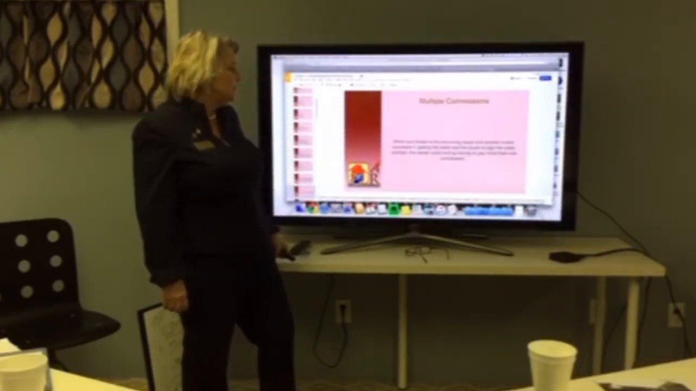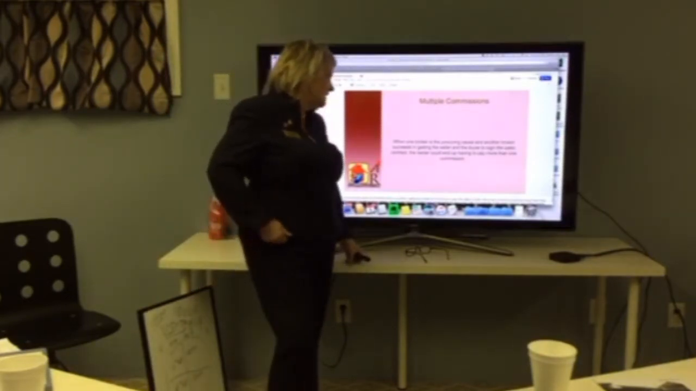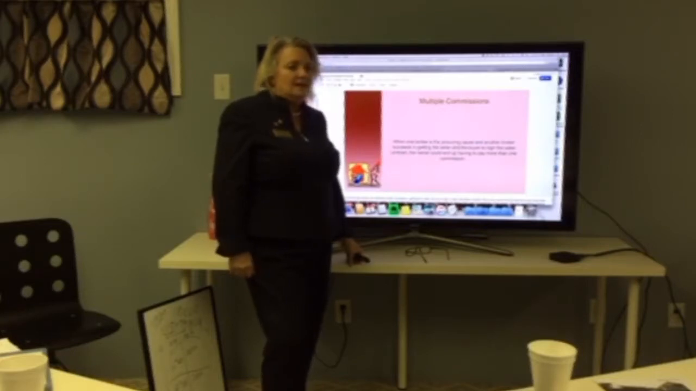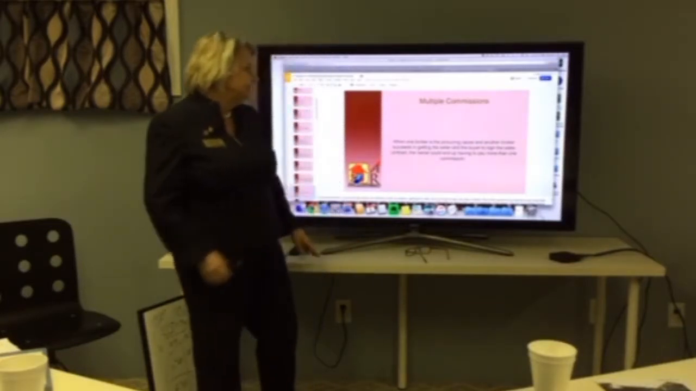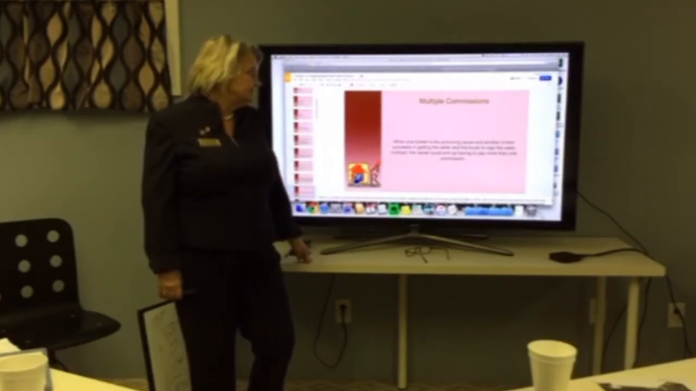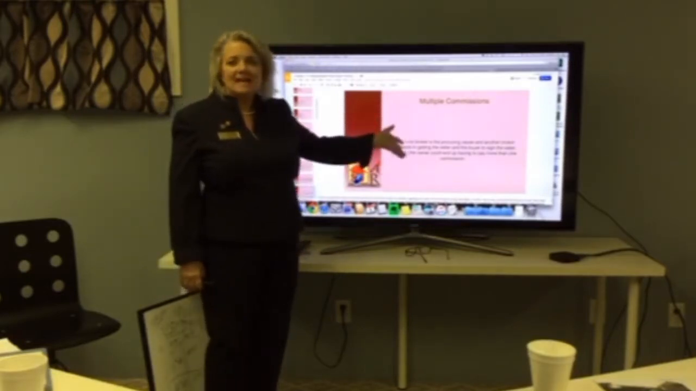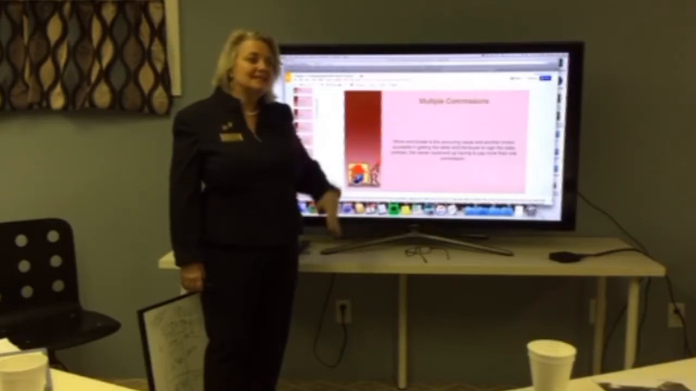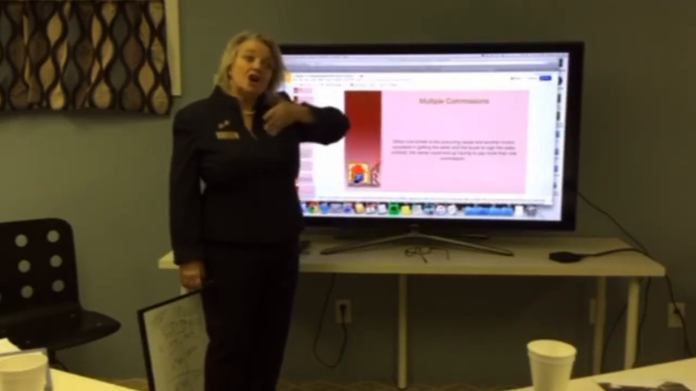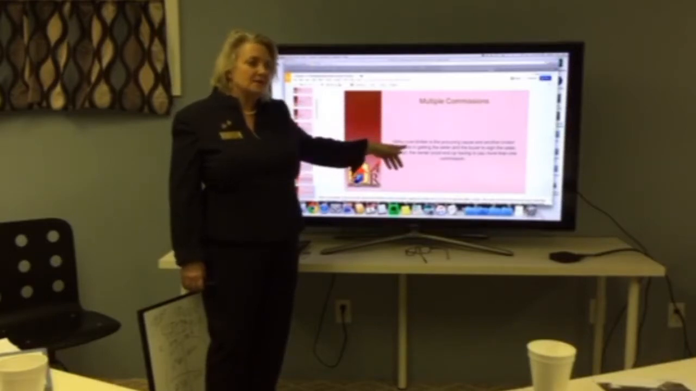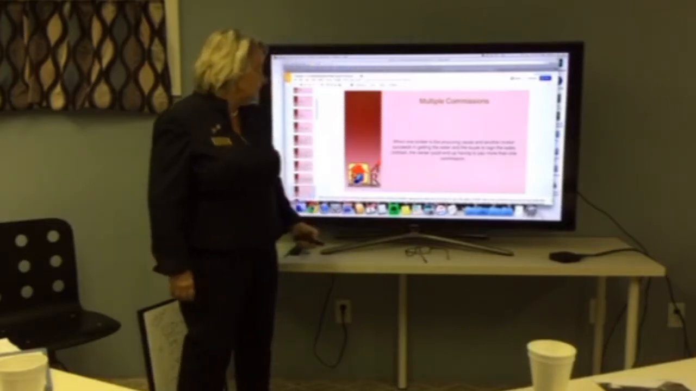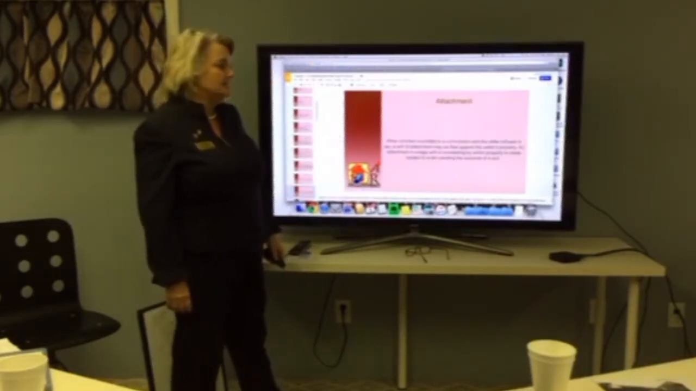Multiple commissions. When one broker is the procuring cause and another broker succeeds in getting the seller and the buyer to sign the sales contract, the owner could end up having to pay more than one commission. Okay, so I think the language on our contracts prevents this from happening, by our procuring cause doctrine, but also by the thing in the contract that says who gets the money. Sometimes they're different, but I'm pretty sure that our paperwork precludes that.